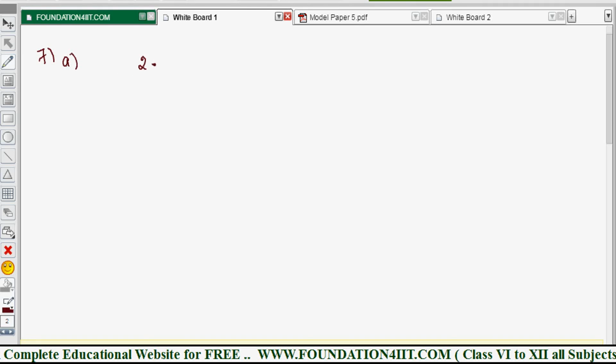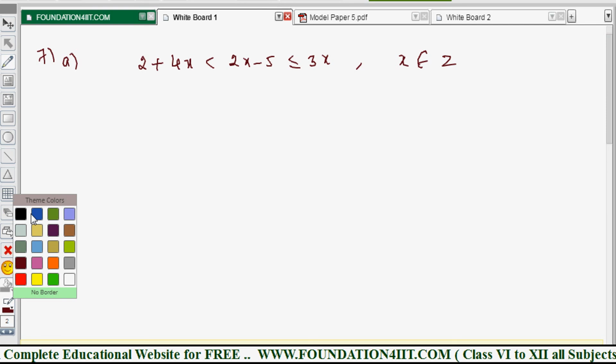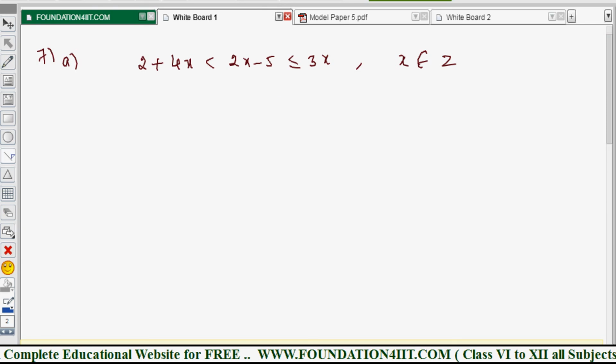That is 2 plus 4x less than 2x minus 5 less than or equals to 3x, right? So x belongs to integers, x belongs to Z. Now you should take first 2 and last 2. That means take separately. The 2 will be taken separately as equations.